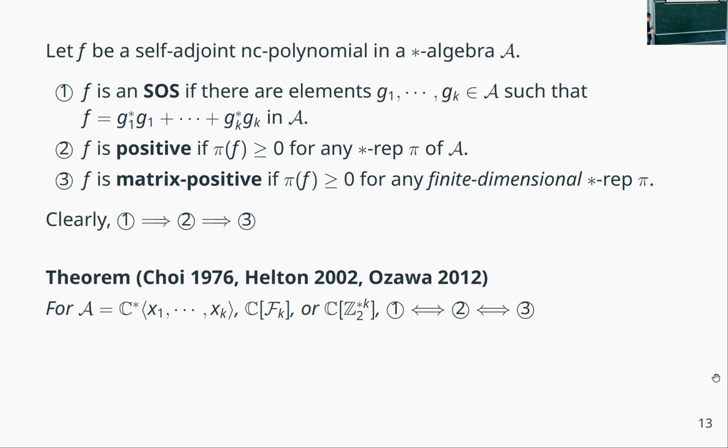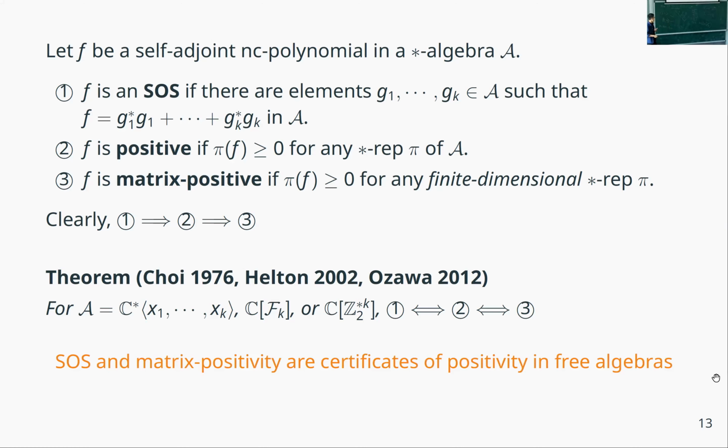And this is the surprising result. For all those prototypical examples we know, for free algebras, for free group algebras, for the algebras that model quantum measurements, 1, 2, 3 are equivalent. So every positive polynomial is indeed matrix positive and has a sum of squares. So sum of squares and matrix positivity are certificates of positivity in free algebras and in all those algebras.